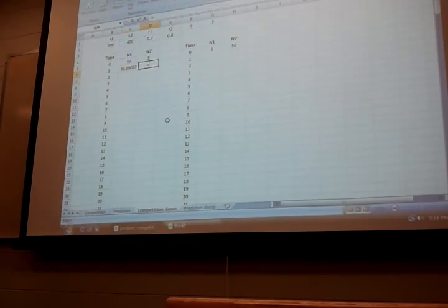Then you just need to do the same thing for the next one. This time it's R2 because we're dealing with species 2. Carrying capacity is species 2, minus 2.